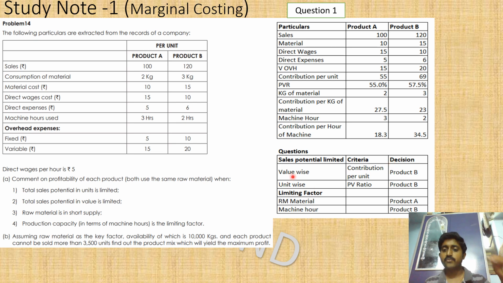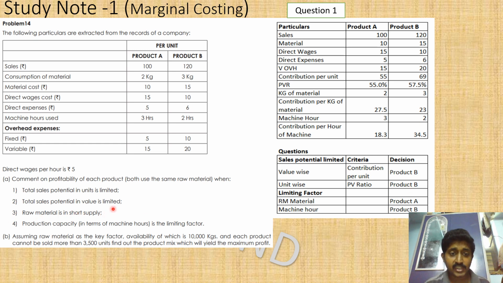So for value wise, when the value is higher, how much margin is higher will give you the better product. Contribution per unit is the margin. So product B is better. Unit wise, if you see PV ratio, it is higher number of units, higher volume. So PV ratio is a mix of contribution and volume, and that's why it is called profit volume ratio. When unit wise decision making has to be done, PV ratio has to be brought in, and surprisingly here the PV ratio of product B is better than product A. So product B is the decision.